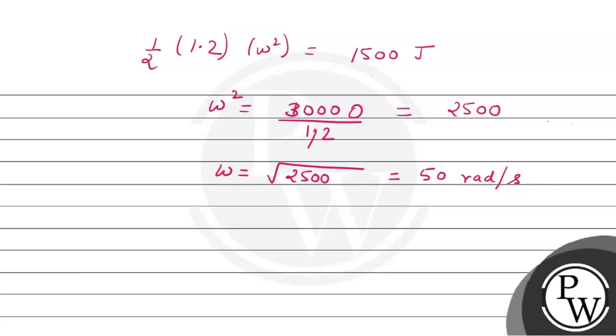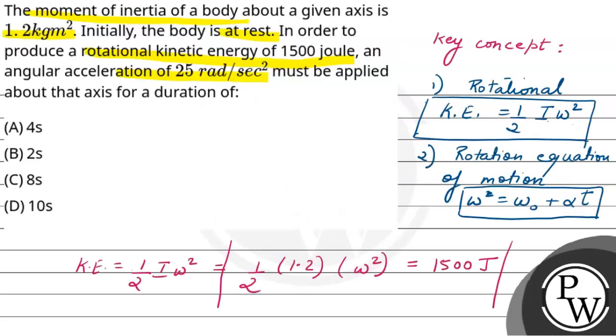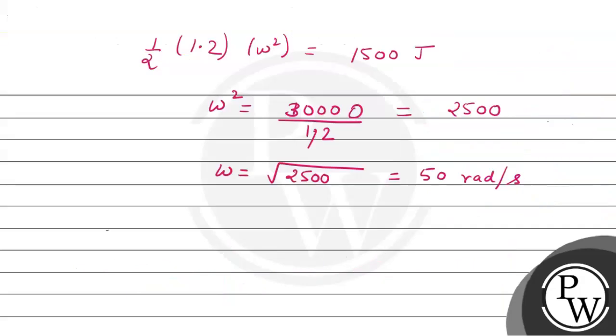Now what we exactly have to find out is the time period, right? So now we will be using the equation of motion in rotational dynamics, which is omega is equal to omega naught plus alpha t. This is the first equation of rotational dynamics. So here, applying that equation, omega is equal to omega naught plus alpha t. Here omega naught is the initial angular velocity, which is equal to 0 as given in the question.